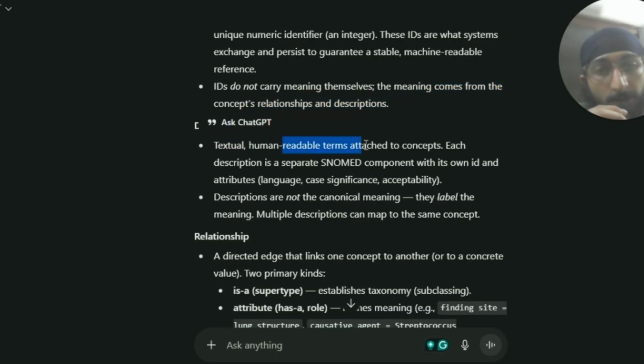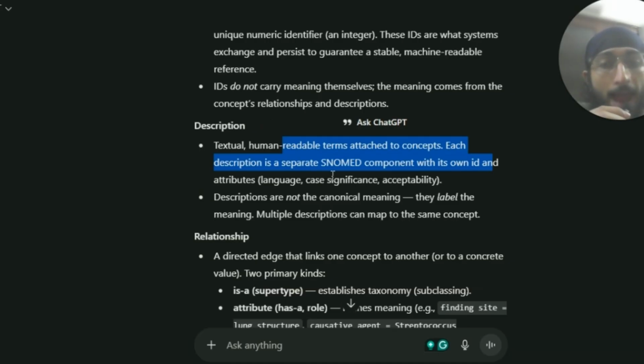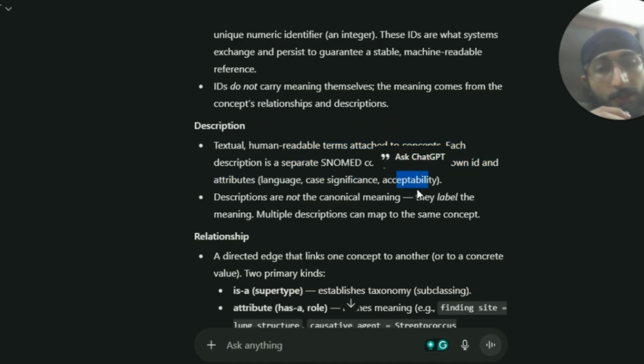A description is a textual, human-readable term attached to concepts. Each description is a separate SNOMED component with its own ID and attributes: language, case significance, acceptability. Descriptions are not the canonical meaning. They label the meaning. Multiple descriptions can map to the same concept.